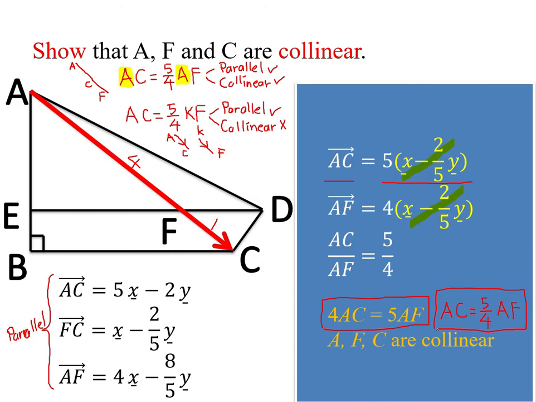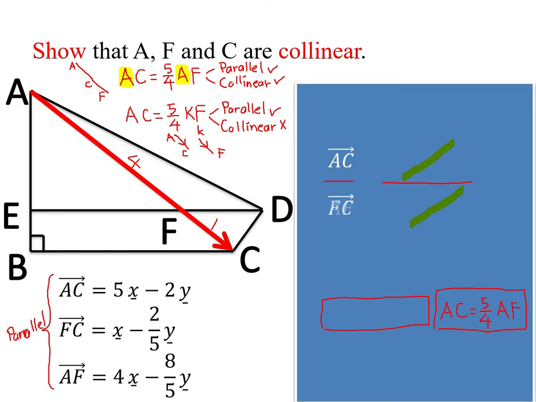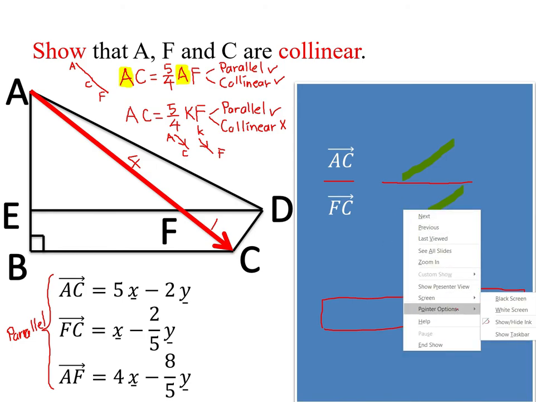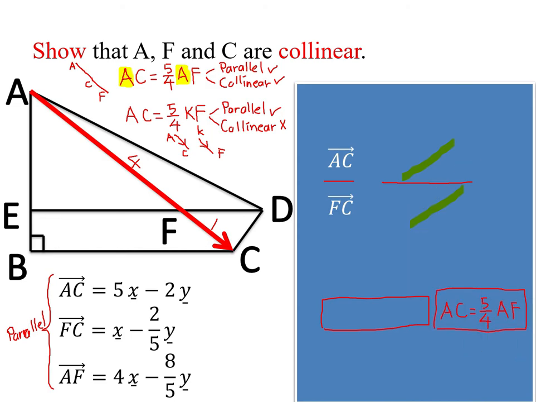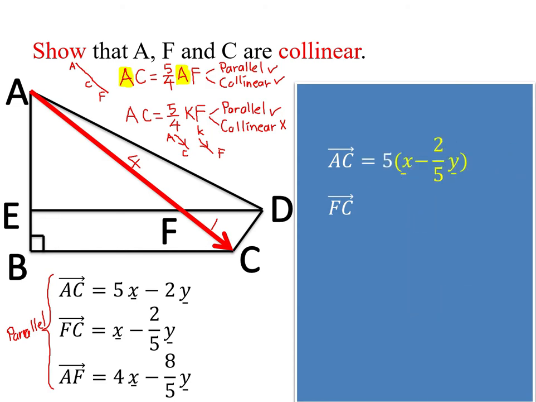Actually, not necessarily AF and AC only. You can refer to other points also. For example, AF and FC. Okay, so if AF and AC, let us see what will happen. So FC, no need to factorize anything. FC itself is already x minus 2 over 5y. So we can directly get the ratio between them, which is 5 to 1, right? So we can write down AC is equal to 5FC, and then we check again.